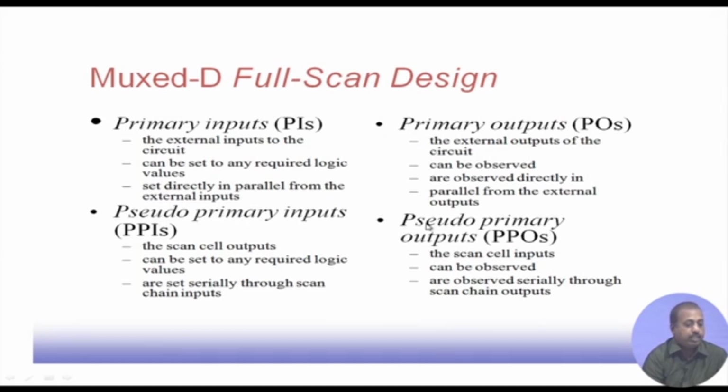On the other hand, there are pseudo primary outputs. These are available at the scan cell inputs, and they can be observed, but of course observed through serial shifting of scan outputs.